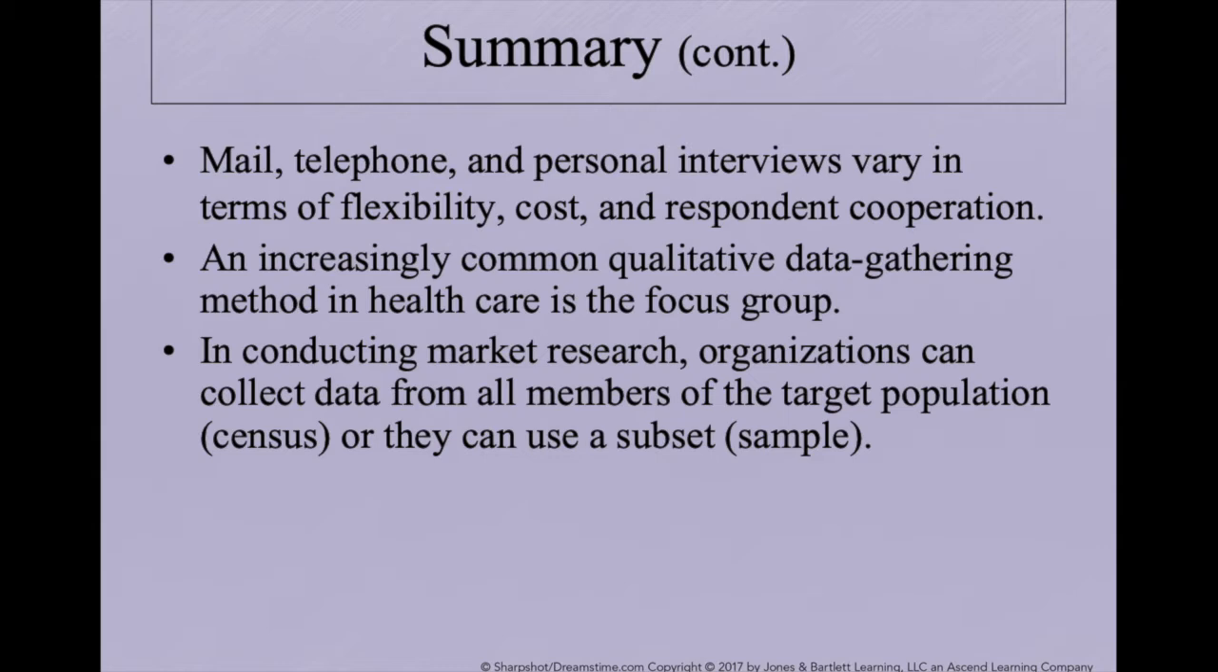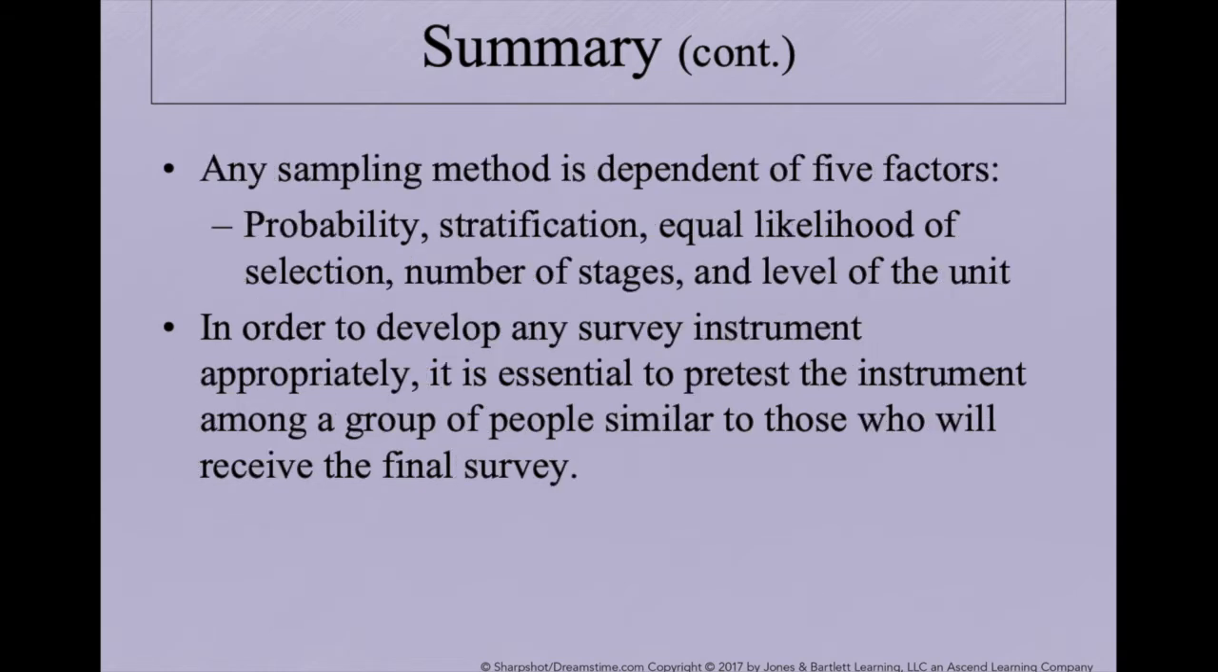An increasingly common qualitative data gathering method in healthcare is the focus group. In conducting market research, organizations can collect from all members of the target population, such as in a census, or they can use a subset, which is a sample. Any sampling method is dependent on 5 factors: probability, stratification, equal likelihood of selection, number of stages, and level of the unit. In order to develop any survey instrument appropriately, it is essential to pre-test the instrument among a group of people similar to those who will receive the final survey.